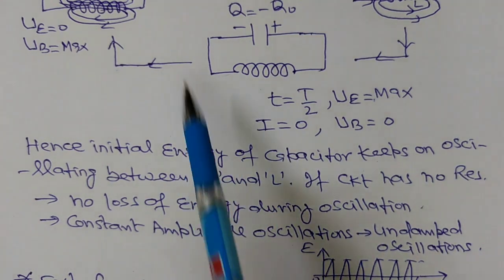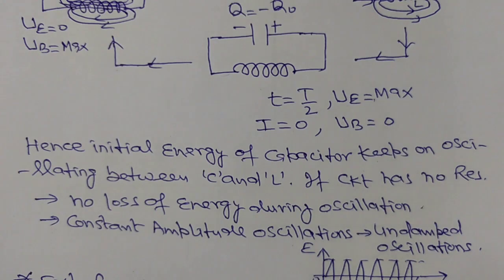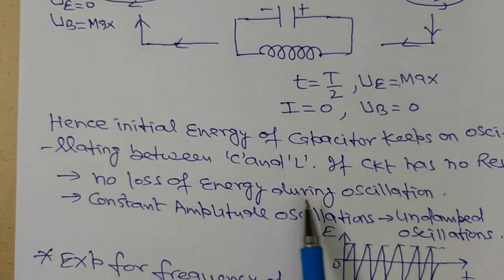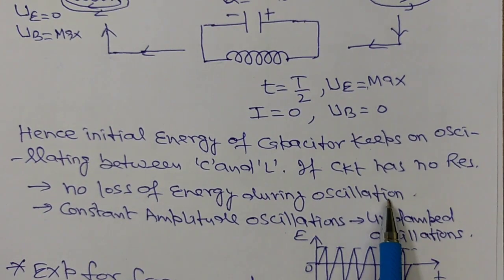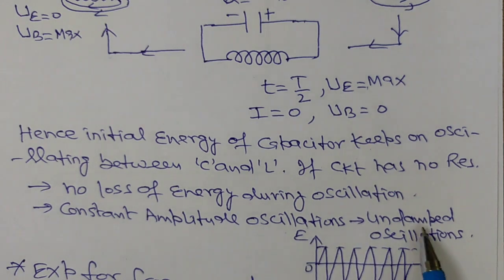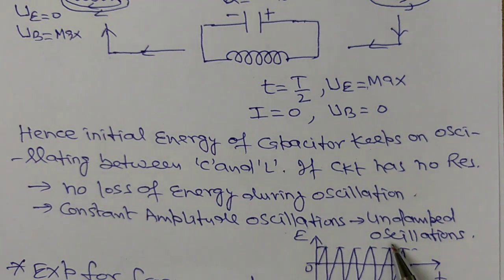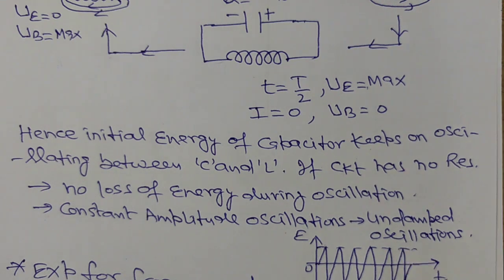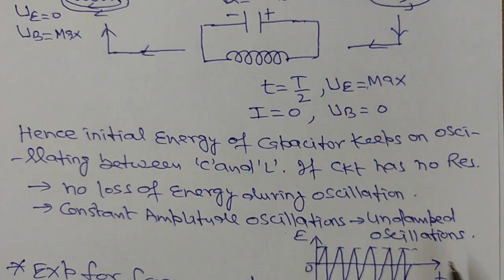that is, here the capacitor is a pure capacitor and the inductor is also a pure inductor, that is no resistance in the circuit, then no loss of energy during LC oscillations, and we obtain a constant amplitude oscillation, and such type of oscillations are known as undamped oscillations. Here the amplitude of the oscillations remains constant with time. So here we obtain undamped oscillation when total energy oscillates between this capacitor and inductor.